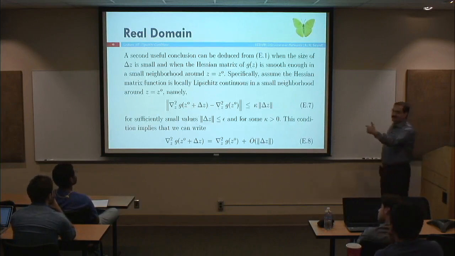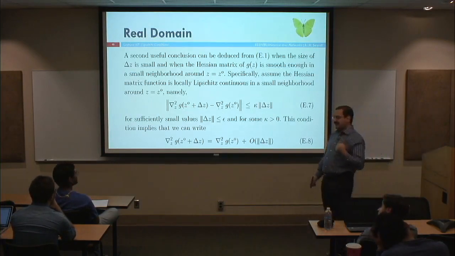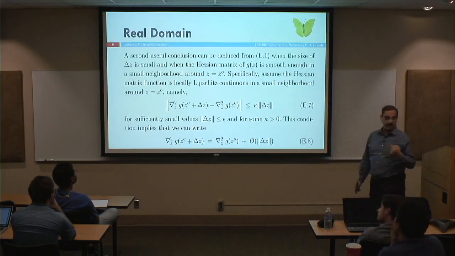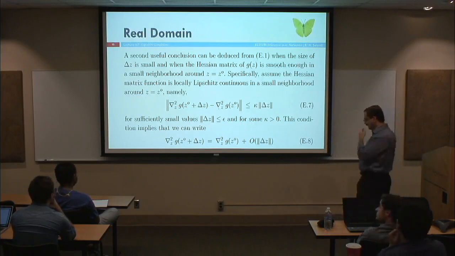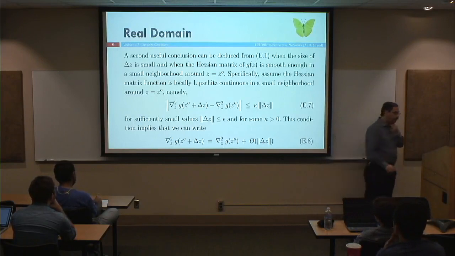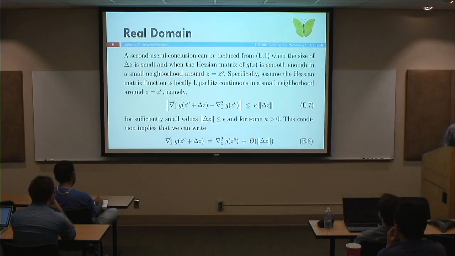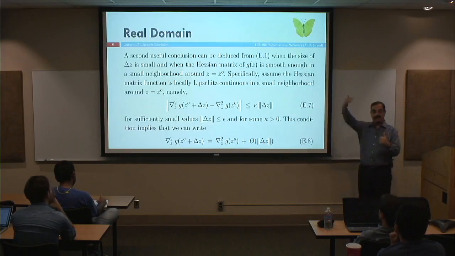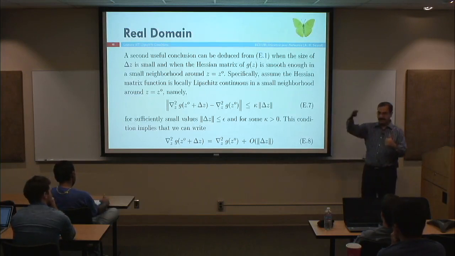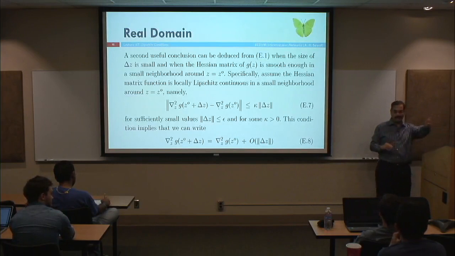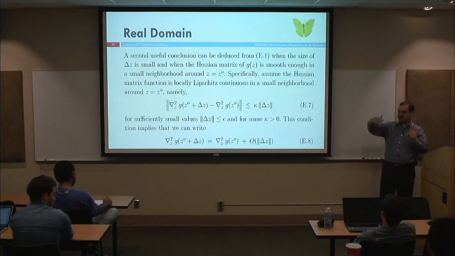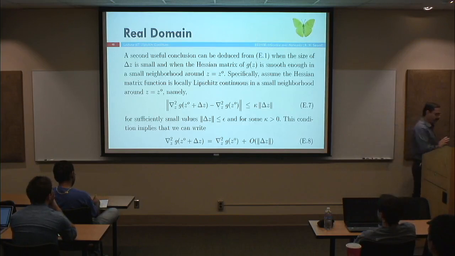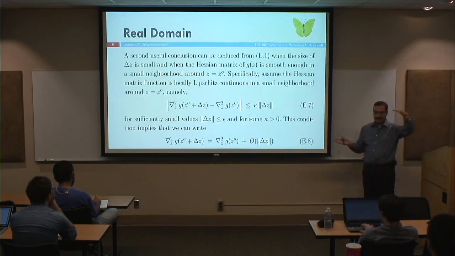Now, let's take this a step further. There is another conclusion I can get from this result, which will be very useful for us later. The second conclusion will hold if I introduce an additional assumption. So far, I assume that the Hessian is bounded from above, besides the strong convexity. That's a given. If the Hessian is bounded from above, you get the conclusion I showed you before, that the function g of z can be sandwiched between two quadratics.